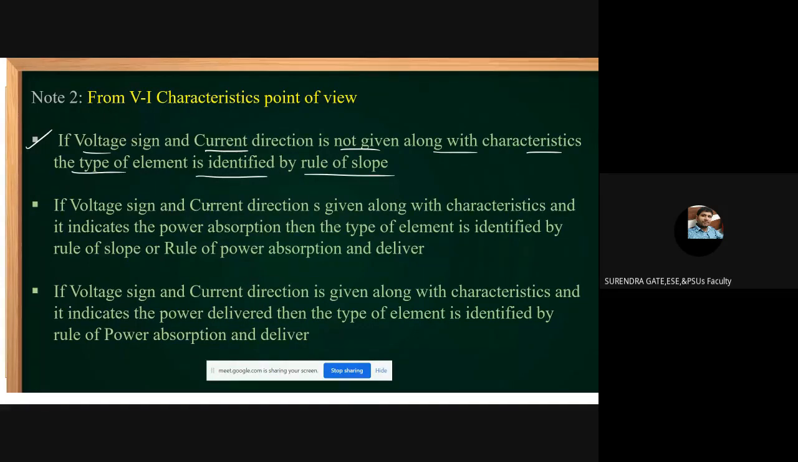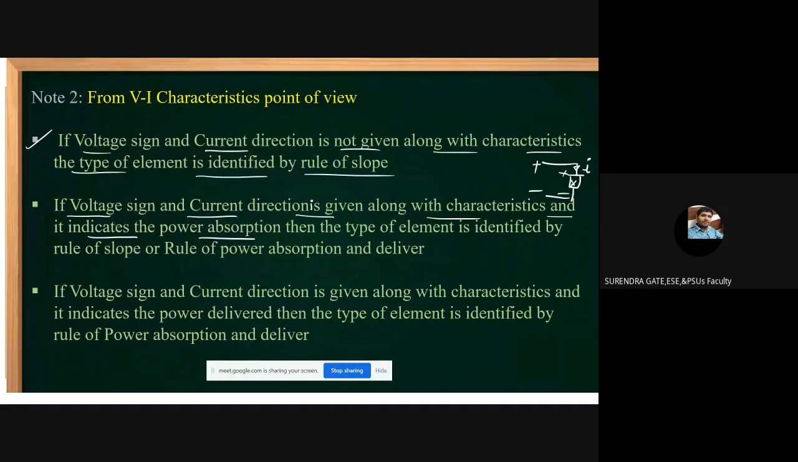But sometimes the question is asked like this. If the voltage sign and current direction are given along with the characteristics, and they indicate power absorption, that means, for some element along with the characteristics, the polarity and current direction are given like this. Let this be one element. Here, positive, negative.